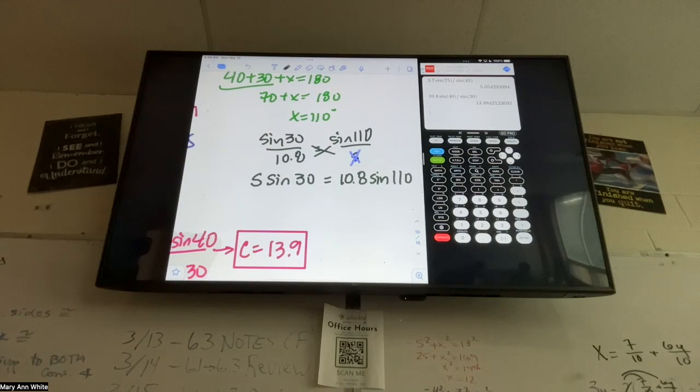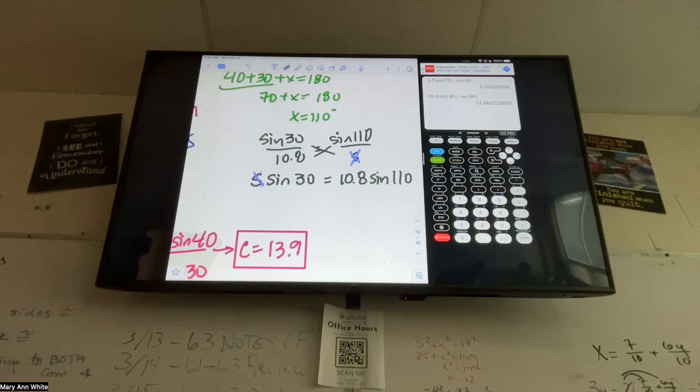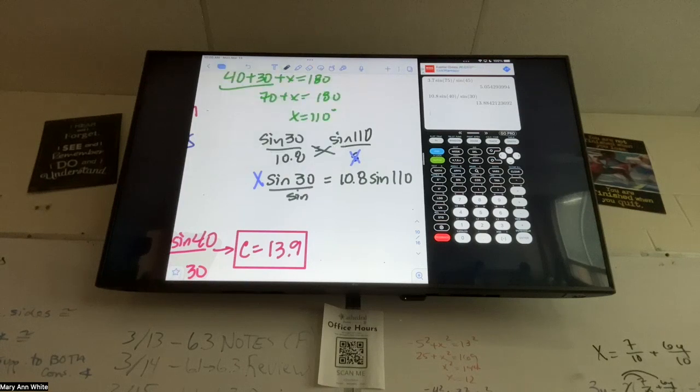Every so often I grade something of yours and your handwriting is what ruins it for you. So don't be afraid to make that an X. Sometimes my S's look like 5s or blend into the sine. So if it's easier to make it just an X instead of an S, that's okay with me. Either way, I'm gonna divide by sine of 30 on both sides. And I'm gonna get X or S, I don't care what you call it, equals 10.8 times sine 110 divided by sine 30. And I'm gonna put that in my calculator.